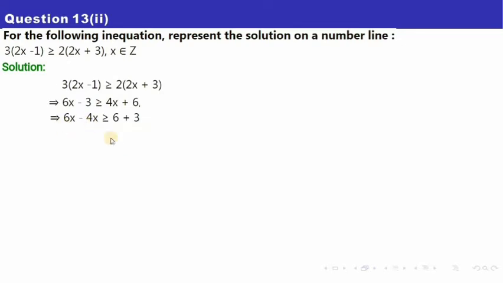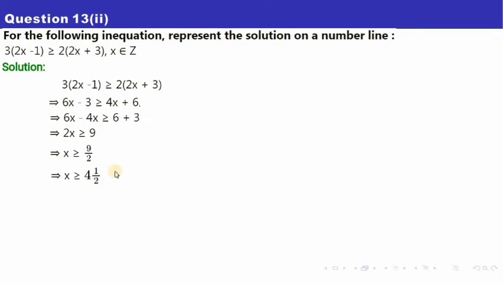So this minus becomes plus here, and this plus becomes minus here. So 6x minus 4x is 2x. So 2x is greater than 6 plus 3, which is 9. So in order to get rid of this 2, I need to divide both sides by 2. So if I divide both sides by 2, now 2 is a positive number, so that's why this sign will remain as it is. And here we get 9 by 2. And how much is 9 by 2? 9 by 2 is 4.5, isn't it?